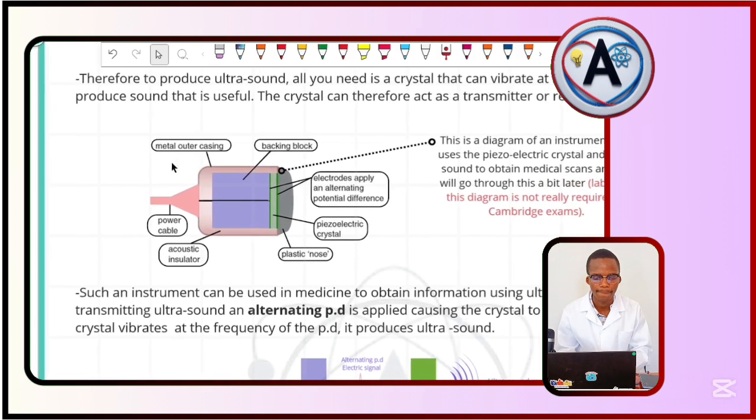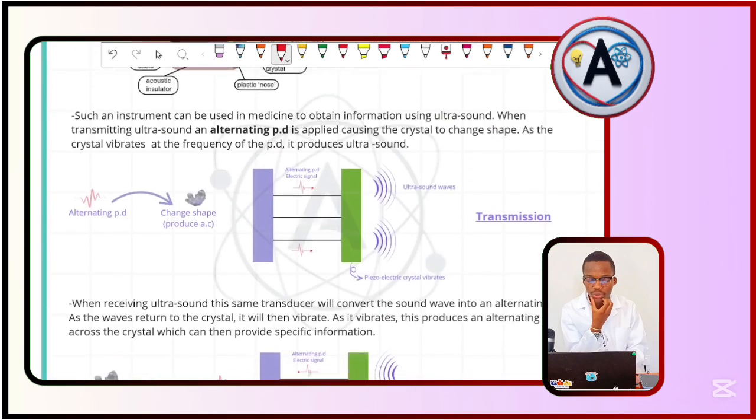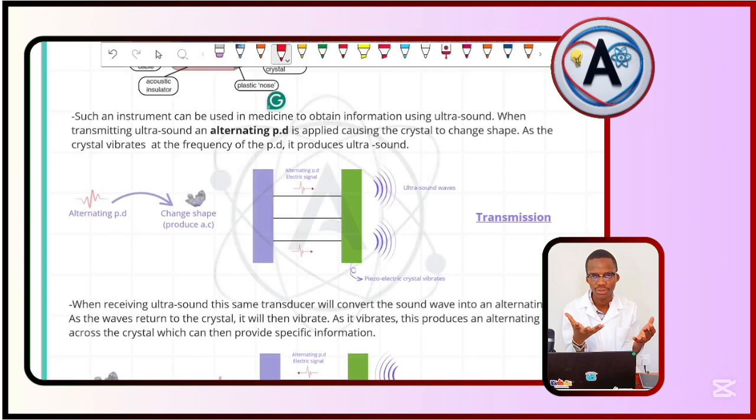So how does this work? Essentially, you're going to have your piezoelectric crystal over here. So this is your piezoelectric crystal. There's going to be a plastic nose. There's going to be an electric route so that electric current can flow back and forth. There are going to be electrodes over here and here to apply an alternating potential. And then we're going to have an insulator over here to stop sound from just escaping. Such an instrument can be used to produce ultrasound or to detect ultrasound.